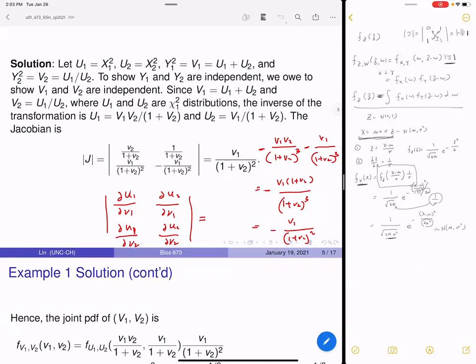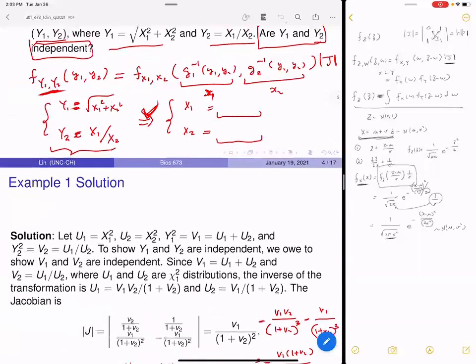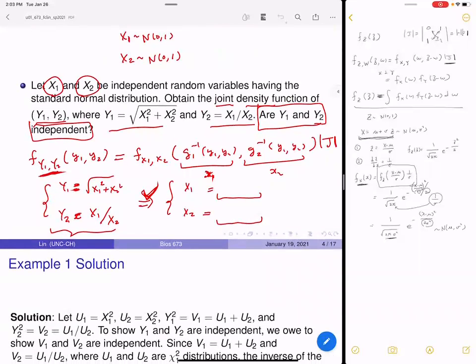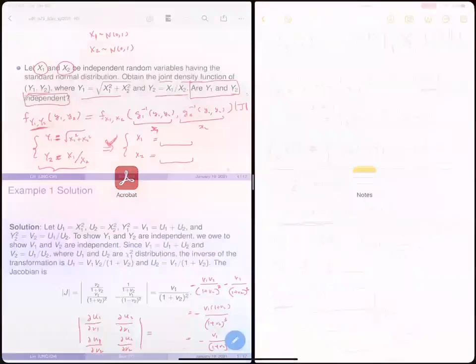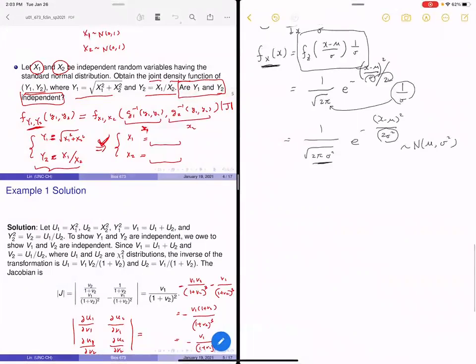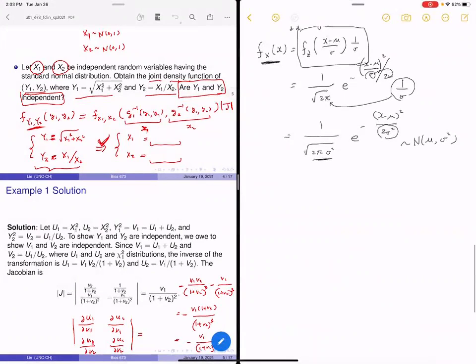Next time we talk about the original question: X1, X2 are independent random variables, and could you find the joint density function of Y1 and Y2, where Y1 is the square root of X1 squared plus X2 squared, and Y2 is X1 times X2. Eventually I'm only asking whether Y1 and Y2 are independent. In this way, you're not necessarily required to find the original PDF of Y1 and Y2.